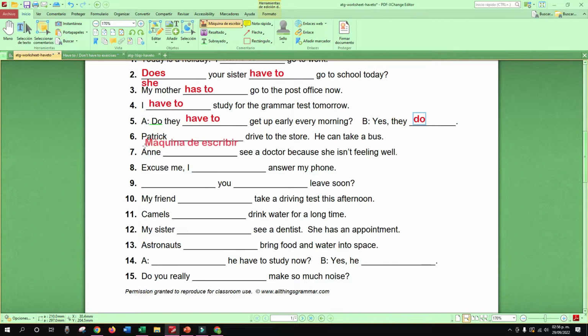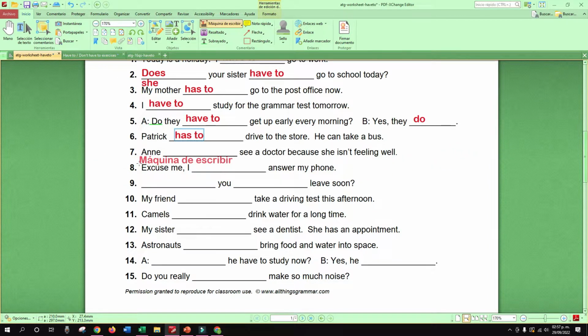What about the number 6? It says, Patrick. Patrick what? Drive to the store. He can take a bus. Have to or has to? Have to. You're talking about Patrick. Perfect. So Patrick has to drive to the store. He can take a bus. Excellent.